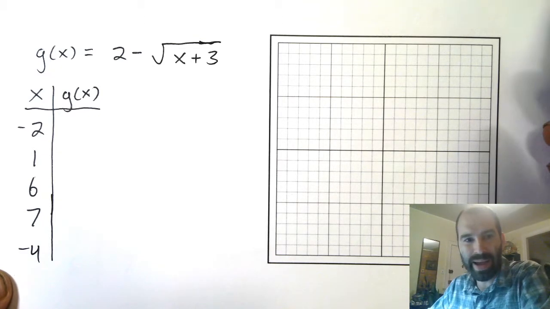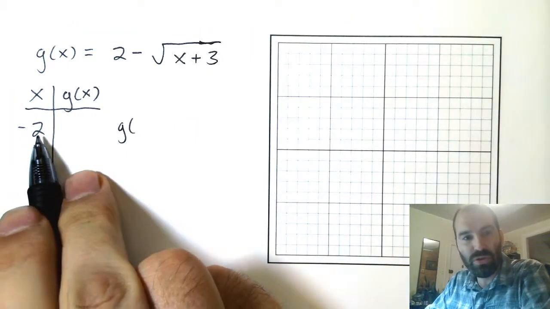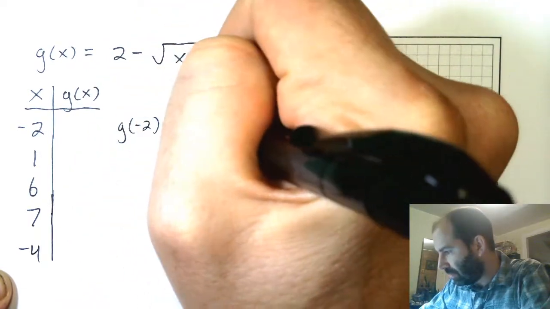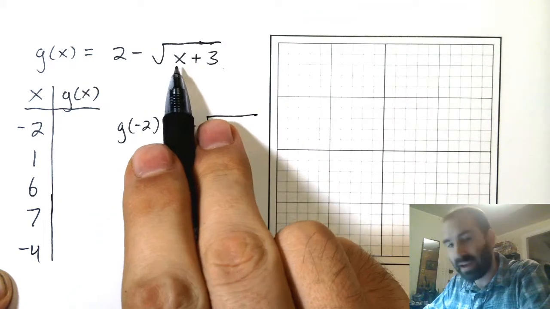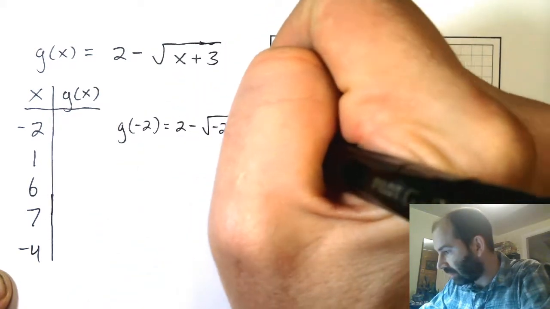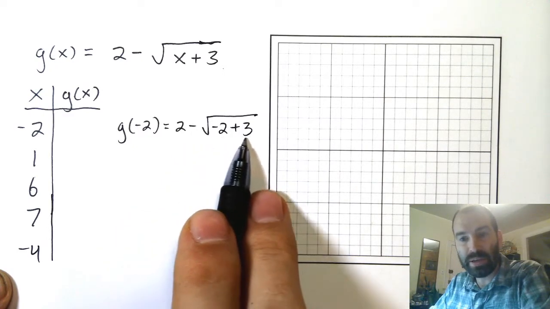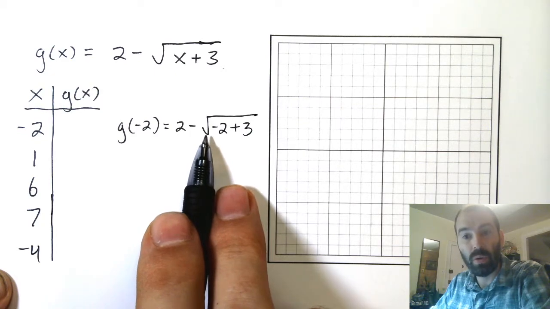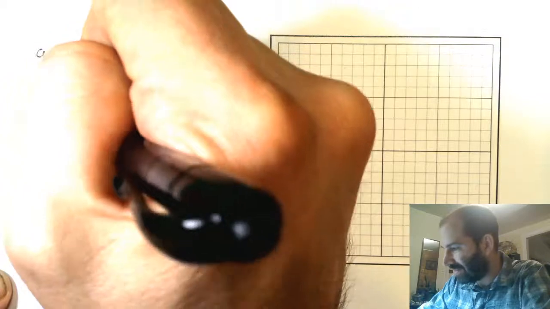Okay, welcome back. Let's check our work. g of negative 2 is what we're starting with. Let's see what we get here. We have 2 minus the square root. I'm just copying this down with a negative 2 in place of x. Negative 2 plus 3. All right. Well, negative 2 plus 3 is 1. Square root of 1 is 1. 2 minus 1 is 1. Answer is 1.